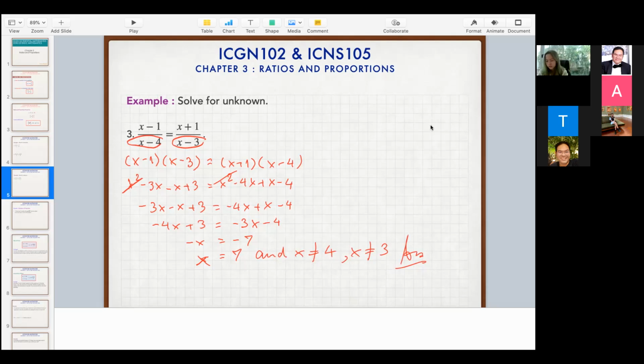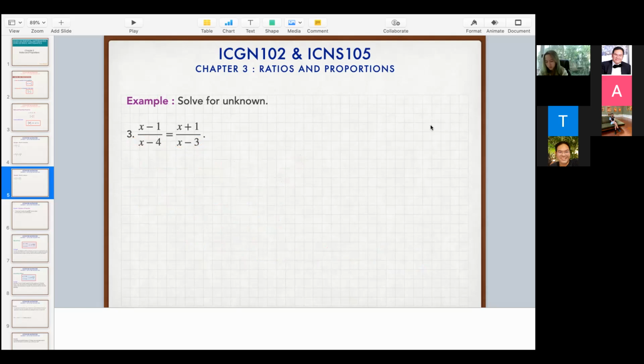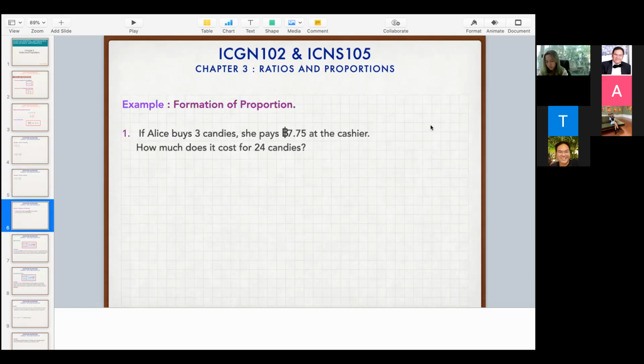Okay then, when you get this one already, now let's see how to form a proportion. The next one is a word problem like this: if Alice buys 3 candies, she pays 7.75 baht at the cashier. How much does it cost for 24 candies? In this problem you ask for the cost of 24 candies, right? So the idea is to find the cost of one candy first.